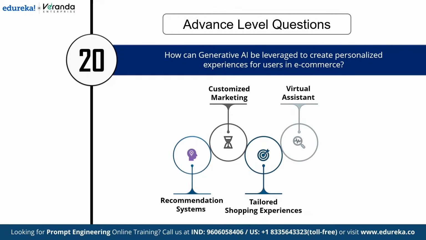Next, virtual assistants and chatbots. AI-powered chatbots function as virtual shopping assistants. They provide personalized product recommendations, answer user queries, and guide them through their shopping journey based on individual preferences. Next, visual search and augmented reality. AI-driven visual search allows users to upload images of desired products. The AI then generates suggestions for similar items available in the e-commerce store, offering a highly personalized search experience. And by leveraging generative AI, e-commerce platforms can create a deeply personalized shopping experience that not only enhances customer satisfaction but also increases engagement, loyalty, and conversion rates.